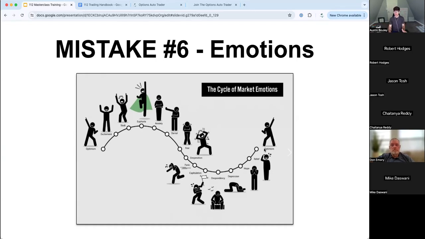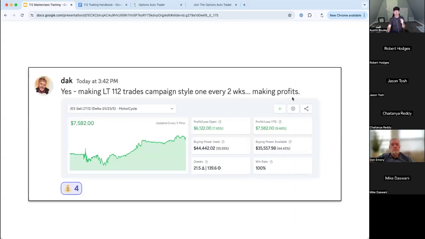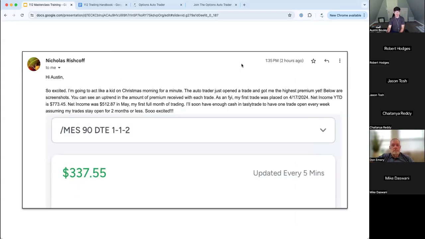Just let the 112s play out. All right, so this ideal 112 trade structure that I showed you has worked for so many people. It's worked for people like David. Again, he says here two weeks into doing this ideal structure, he made $7,500.